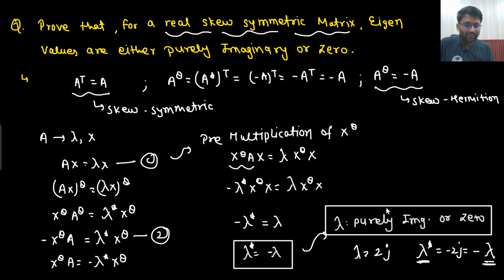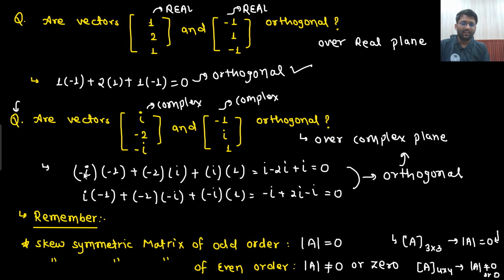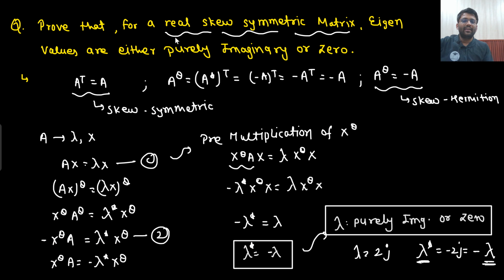Similarly, they will be orthogonal to each other as well, but they will be orthogonal over complex plane, because eigenvalue is imaginary, then eigenvector can also be imaginary. So if these eigenvectors are imaginary, then they will be orthogonal over complex plane. So whatever the property was there in a real symmetric matrix, the same property is there in real skew symmetric matrix. So what does the property say? For real symmetric matrix, eigenvalues were real. For real skew symmetric matrix, eigenvalues are purely imaginary or 0. And what about the eigenvectors? They will be orthogonal to each other as well.